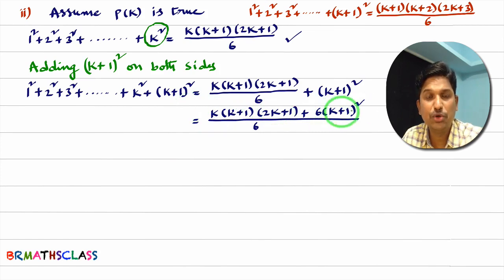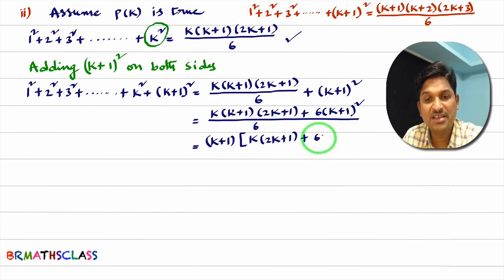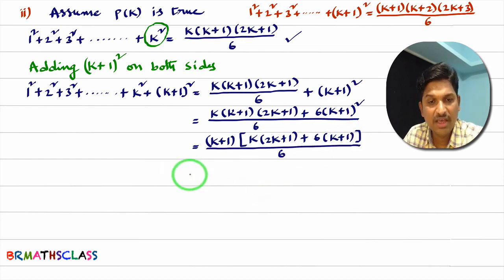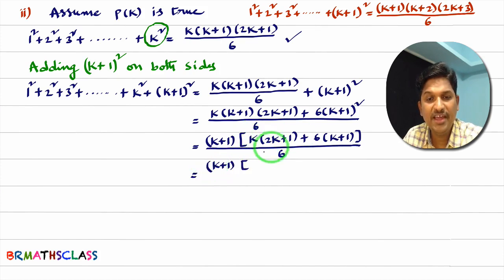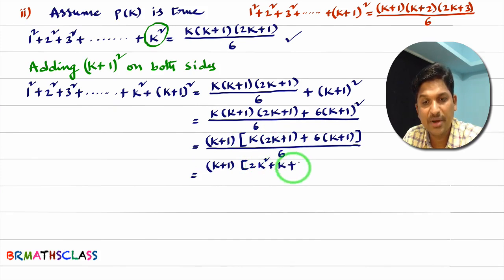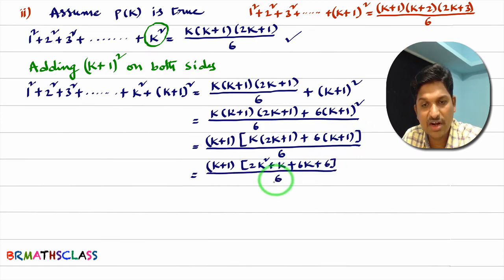In the second term, also k plus 1 is there. So we can take k plus 1 common in the numerator. If you take k plus 1 common in the numerator, what is remaining? k into 2k plus 1 plus 6 into, if you take k plus 1 common, here one more k plus 1 is remaining, 6 into k plus 1, whole divided by 6. That equals k plus 1 into, you just simplify this. k into 2k, that is 2k square, plus k into 1, k, plus 6 into k, 6k, plus 6 into 1, 6, whole divided by 6.